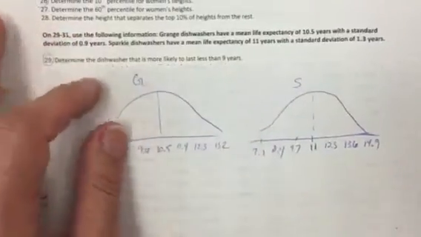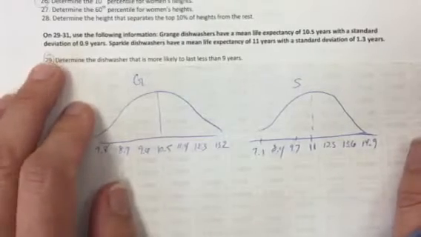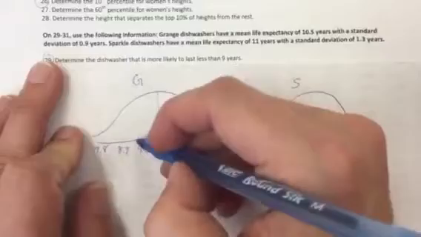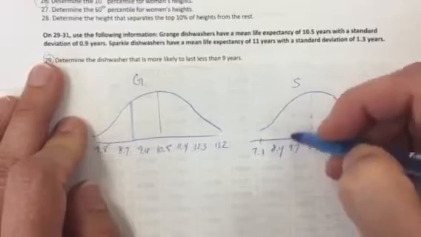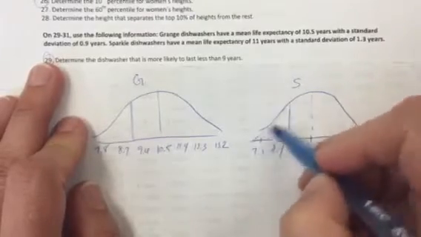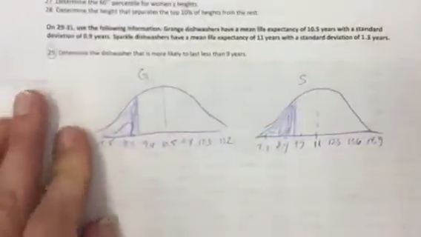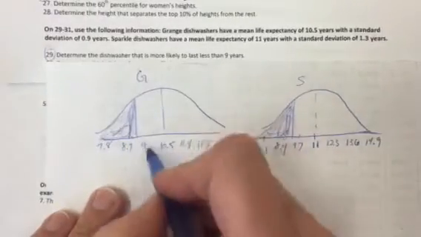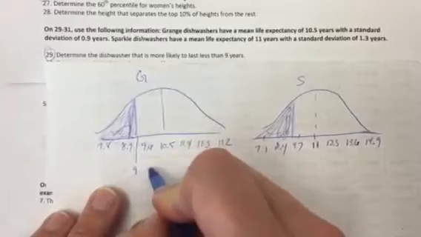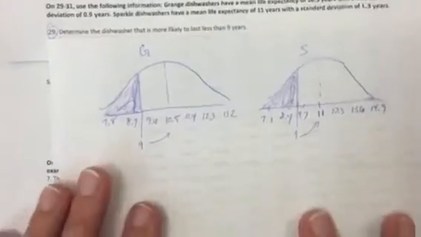Okay. Now, the first question says, determine the dishwasher that is more likely to last less than 9 years. So first thing we need to figure out is how likely are these to last less than 9 years? And how likely are these to last less than 9 years? Somewhere in here, right? It doesn't land on a standard deviation, so that means we're stuck with z-scores, right? So that means we just have to figure out how many standard deviations is 9 away from 10.5. How many standard deviations is 9 away from 11? So we'll do it for both, okay?